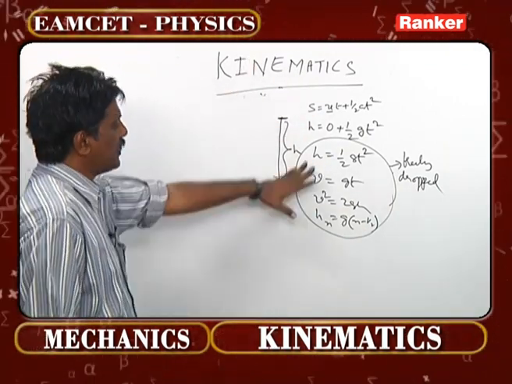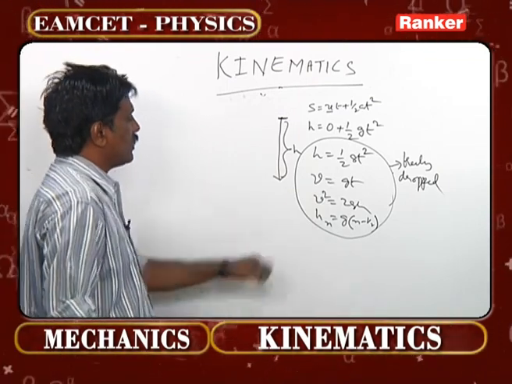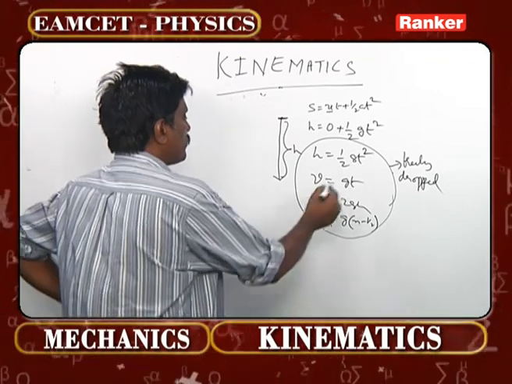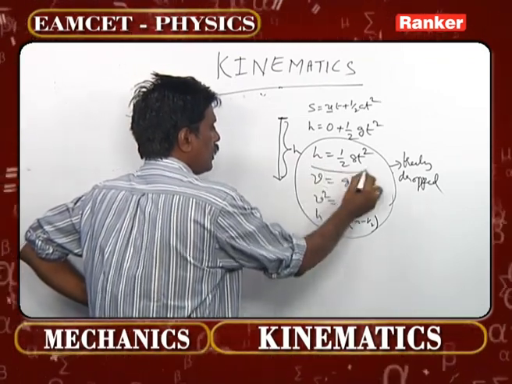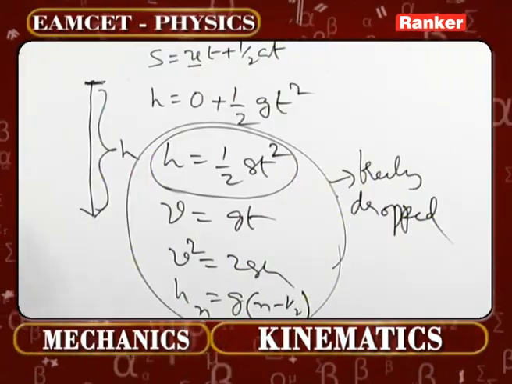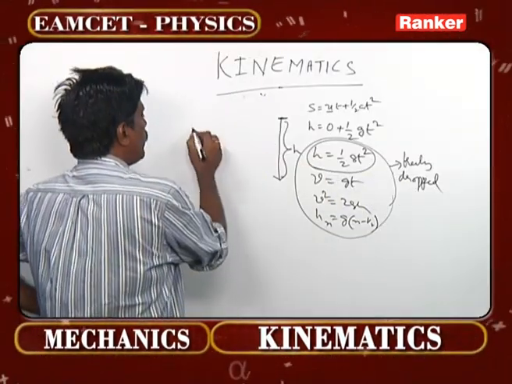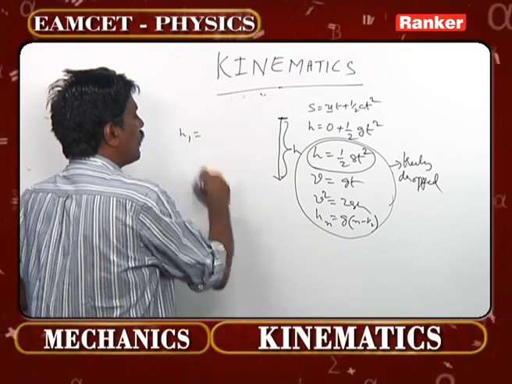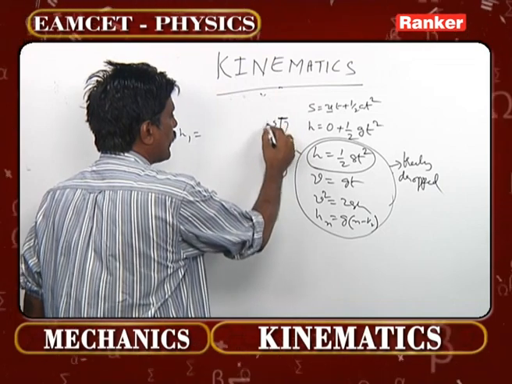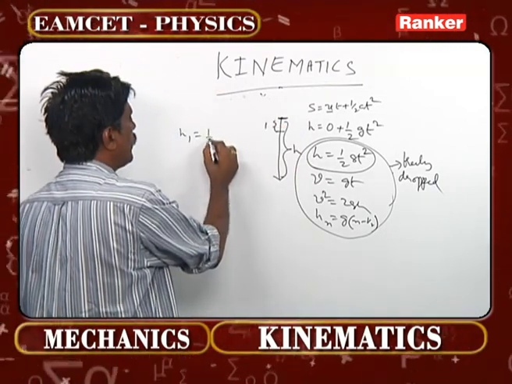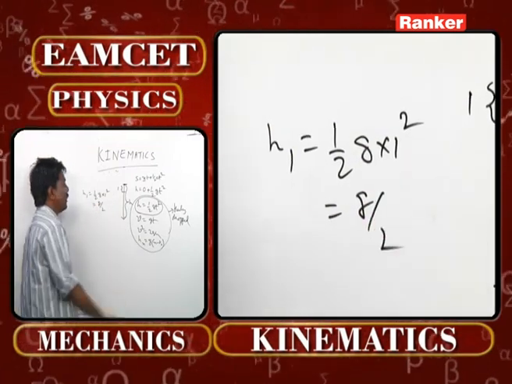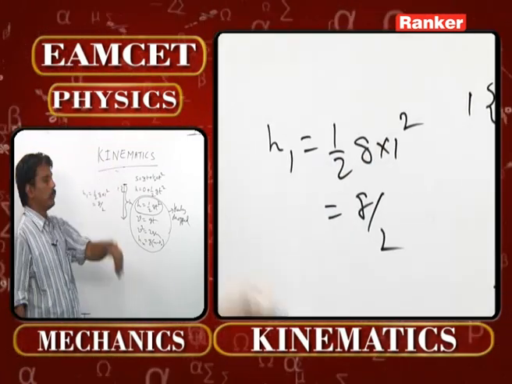Remember that. From these equations you can learn so many things if you keep on applying. I will tell you one or two. See here, h is equal to half gt square. If you take the first second, how much displacement will it have? h1 is equal to, first 1 second means t equal to 1 second, half g into 1 square, that is g by 2. Its displacement will be equal to g by 2.